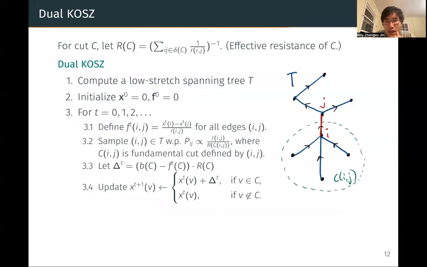In more detail, here's how dual COS works. So it's going to begin by still computing a low stretch spanning tree. And it's going to initialize the initial potentials to be 0, and the corresponding potential-defined flow is also 0. Now, in each iteration, it's going to sample a fundamental cut in the graph. And what it's going to do is add a constant to the potential of every vertex in that cut, where that constant is exactly the amount that needs to be added so that the resulting flow defined by the potentials satisfies flow conservation out of that cut.